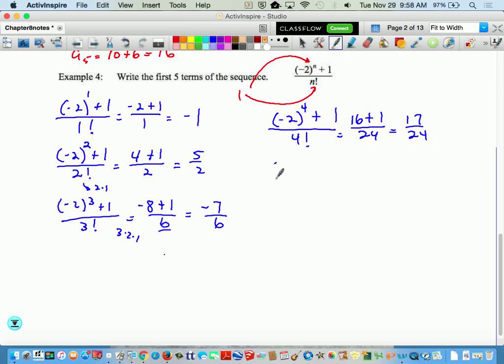And then the last term is negative 2 to the 5th power plus 1 all over 5 factorial.